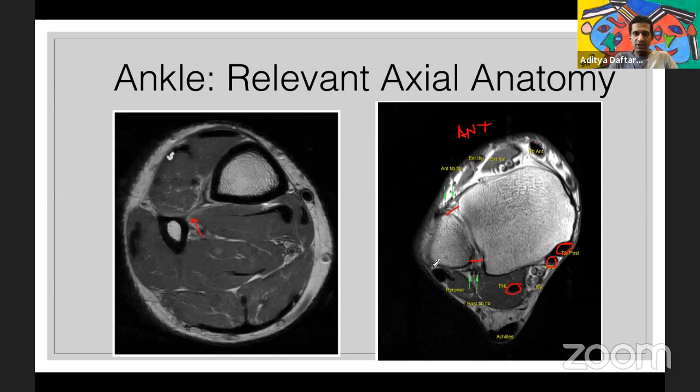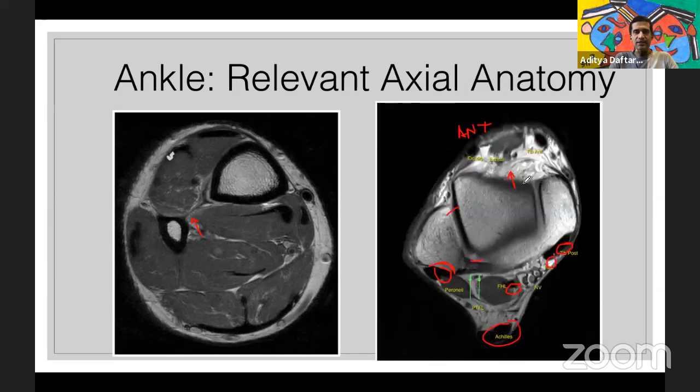Laterally, we have the peroneal tendons, and this would be the area of the retromalleolar groove, and you can see both the peroneal tendons squished together over here. Further posteriorly here is the Achilles tendon. So this is sort of the axial anatomy. Another little area to remember is this neurovascular structure anteriorly here, and this becomes important in patients who have anterior impingement. Let's keep moving down.